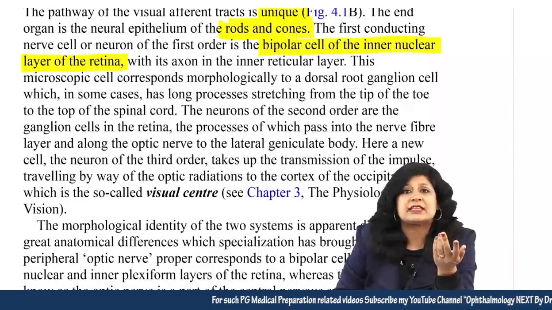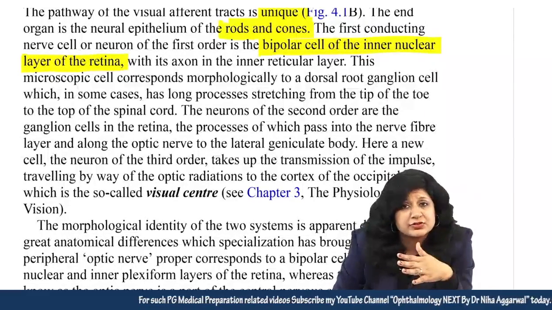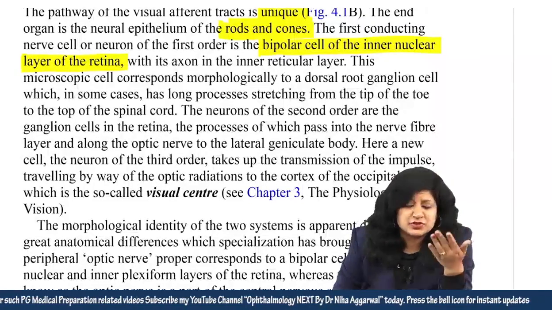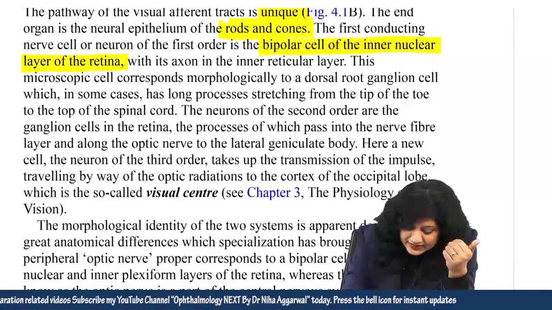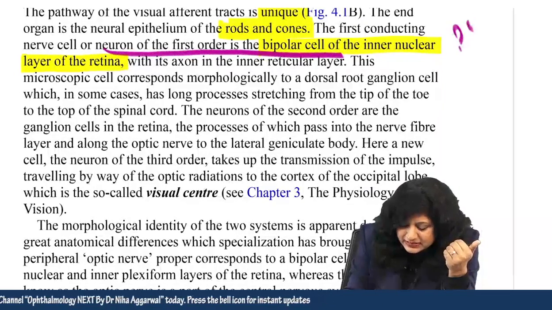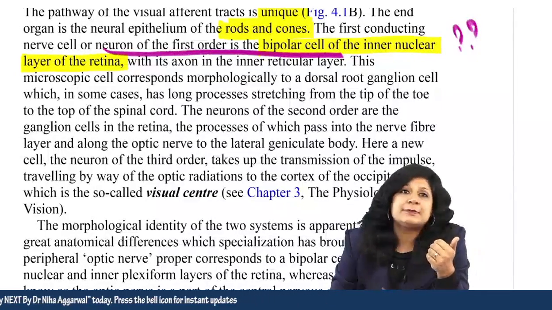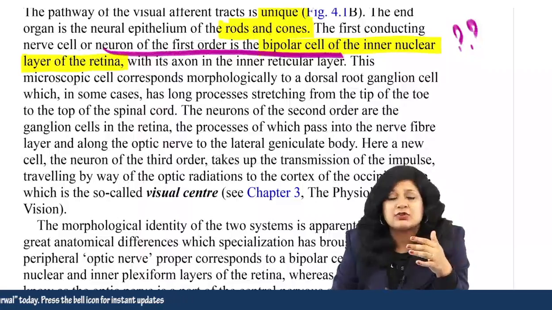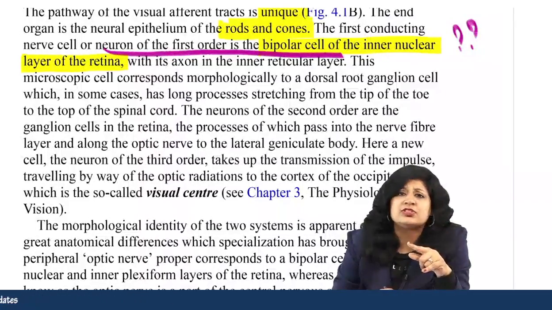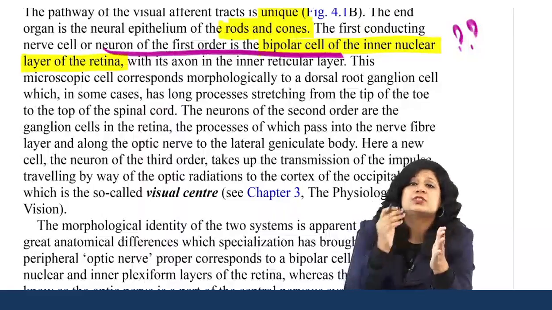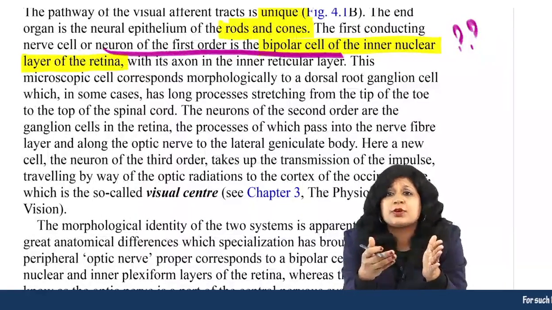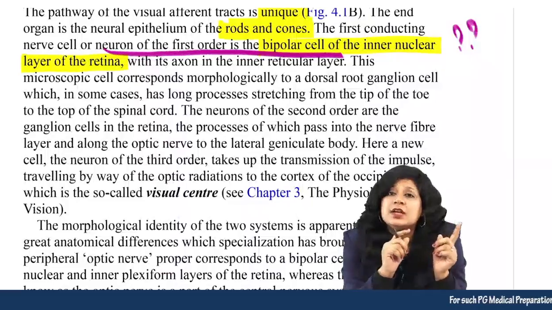There are certain schools of thought which differ. Certain books say that it is the rods and cones which are the first order neurons; certain books say that it is the bipolar cells. Here they are saying that the neurons of first order are the bipolar cells. But this is questionable, because I'm going with the latest edition of Yanoff, which says that rods and cones are the first order neurons, and we can verify this because the first point of potential generation is the rods and cones.